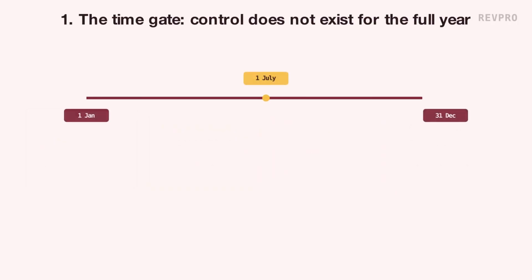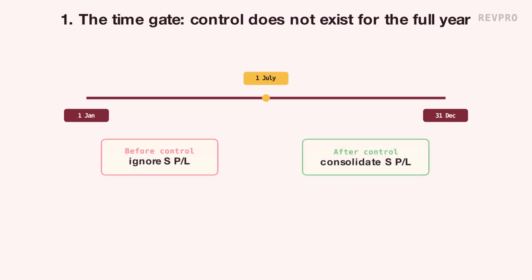First, the time gate. If the subsidiary is acquired halfway through the year, the parent does not control it for the full year. So in the consolidated statement of profit or loss, you only include the subsidiary from the acquisition date. Revenue, expenses, finance costs, tax, everything from the subsidiary is time apportioned from that date.